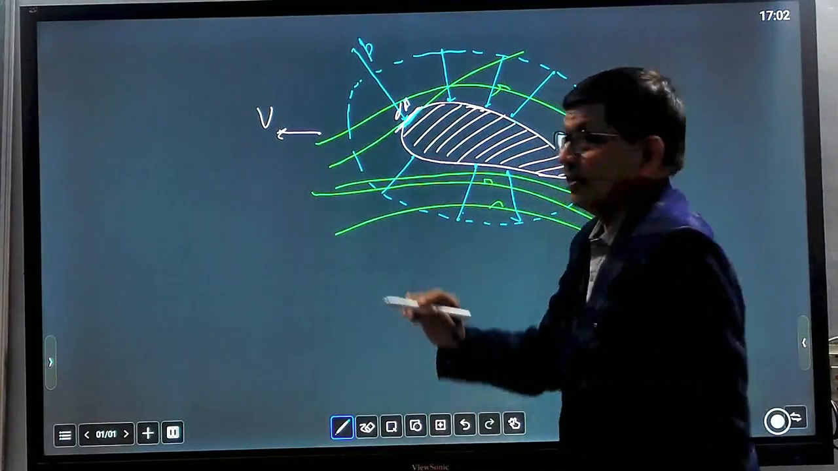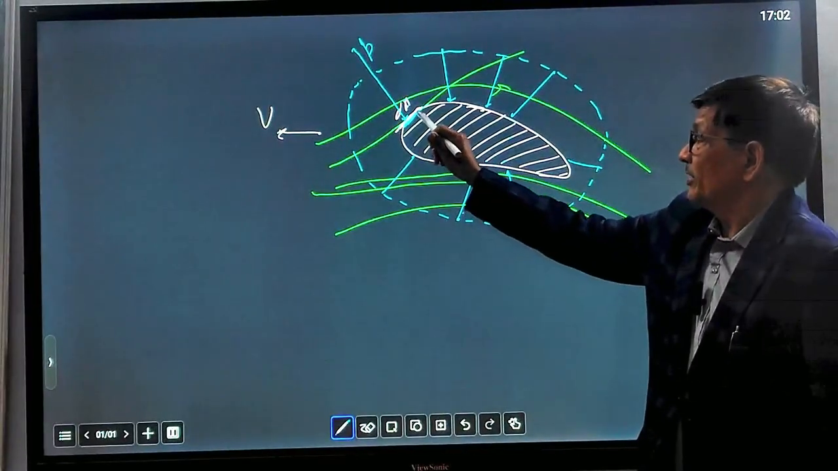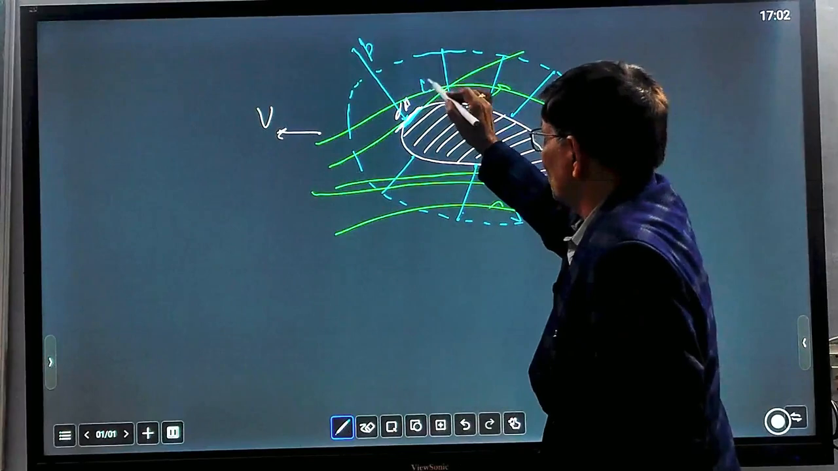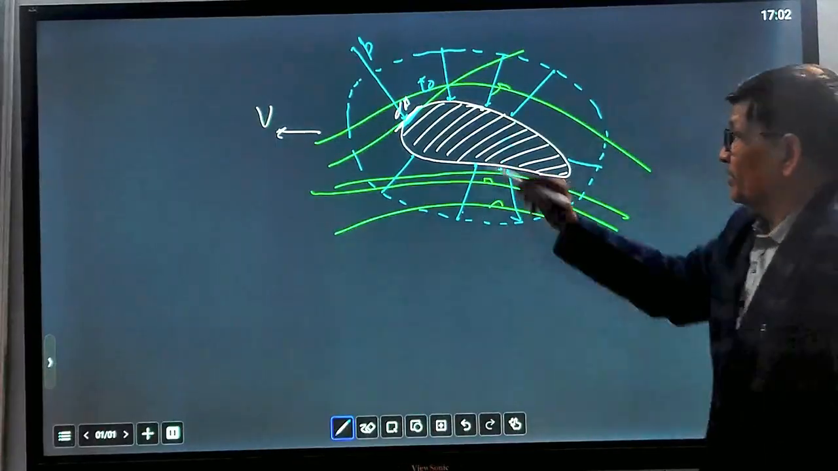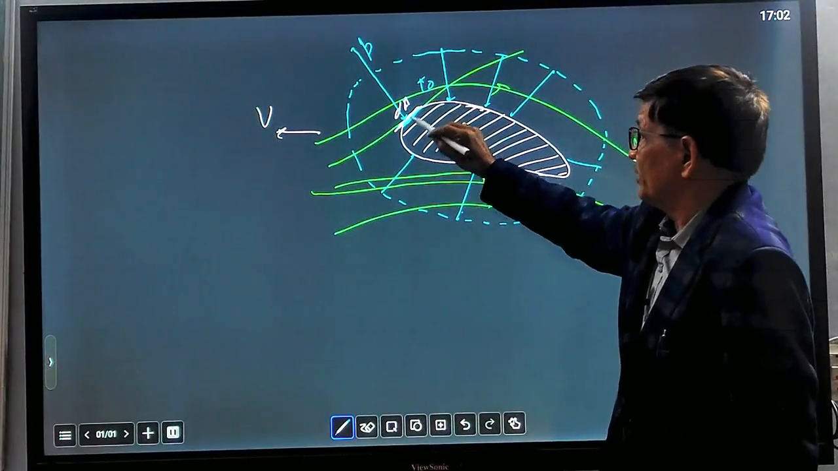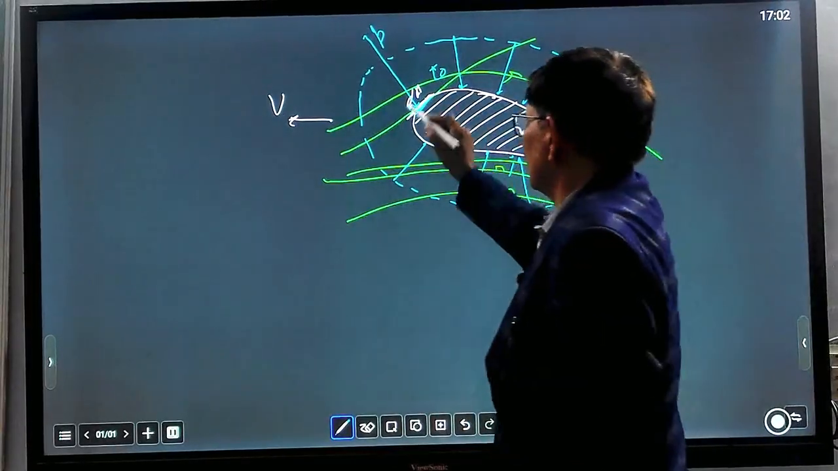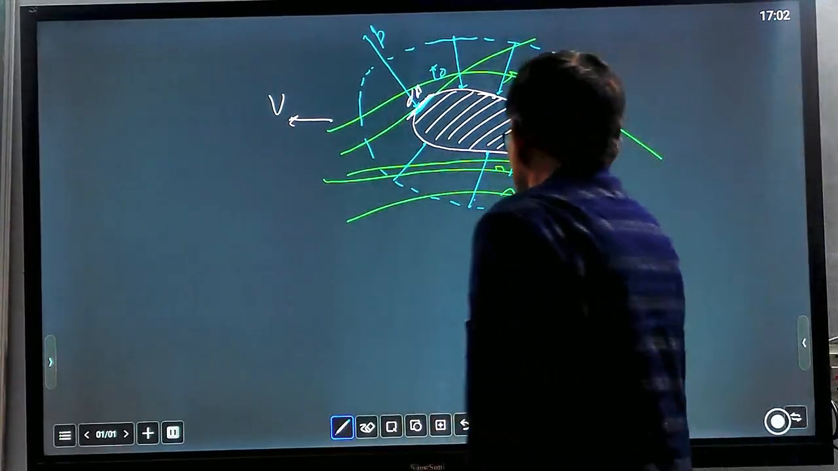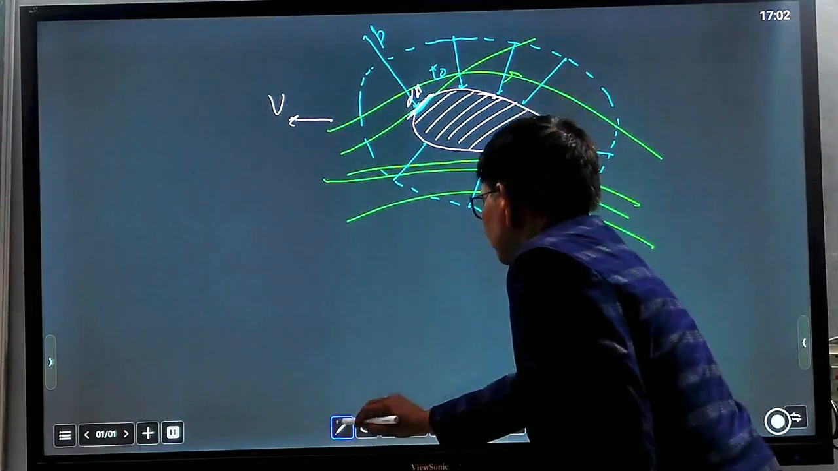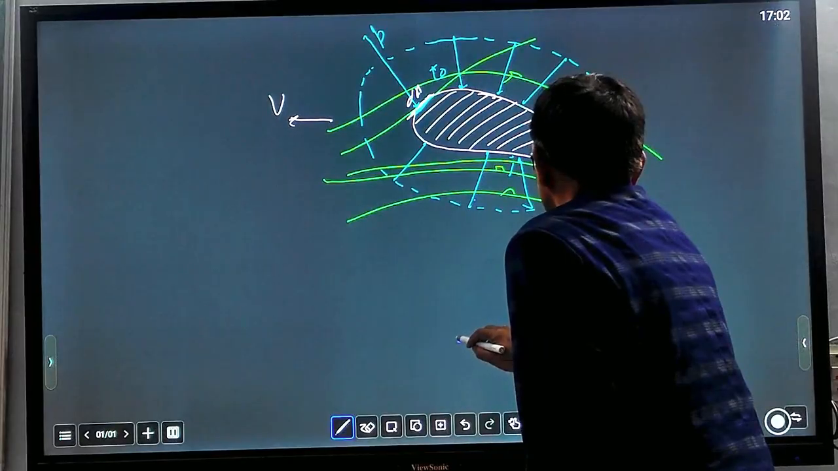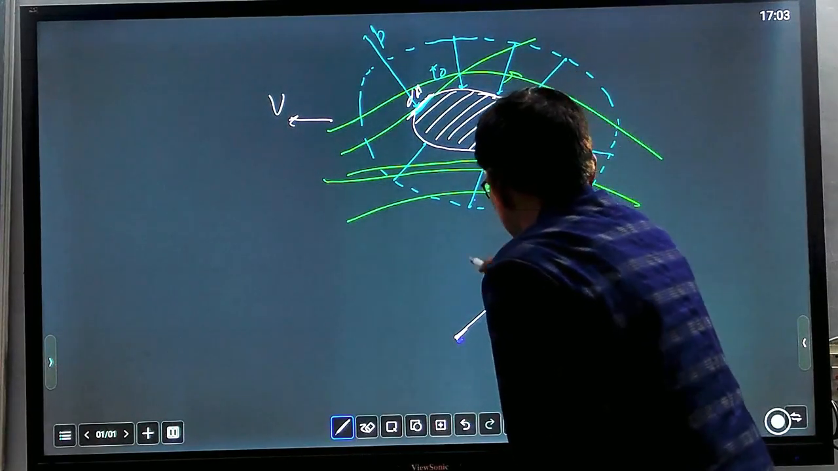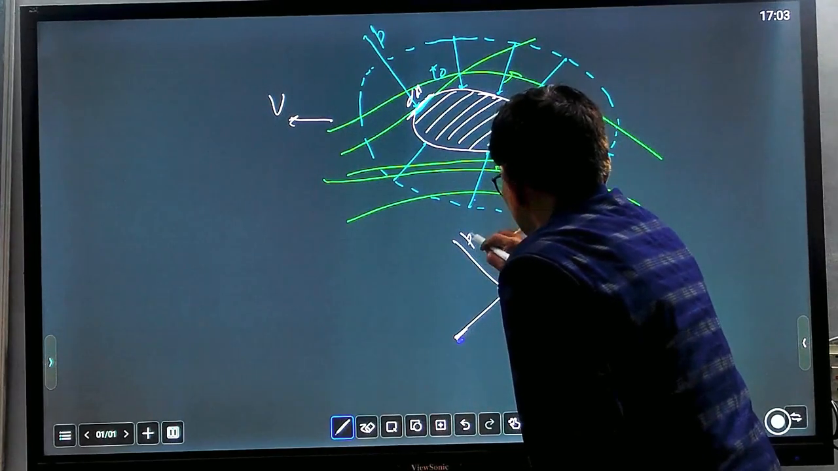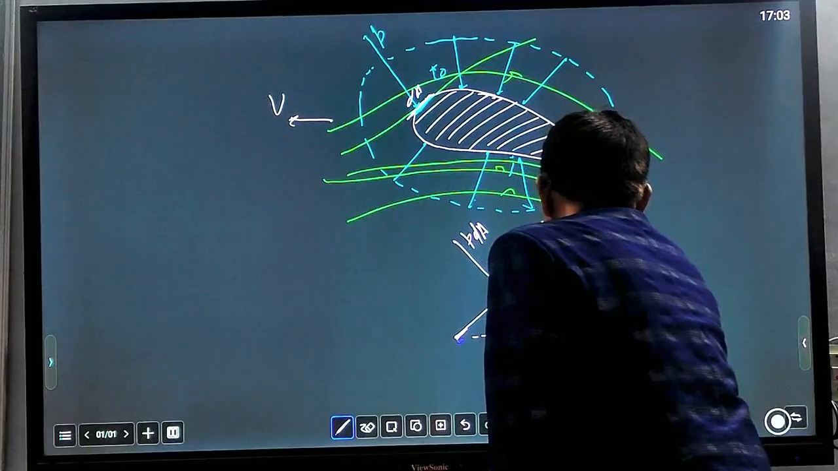This area is neither in the direction of the shear stress tau naught nor along the direction of the pressure force. So pressure force is acting, and shear force tau naught is acting over this surface. Let us take this area in bigger form. This is dA, and tau naught is acting along the surface. So shear force equals tau naught times dA, and pressure force is P times dA, making an angle theta with the horizontal.